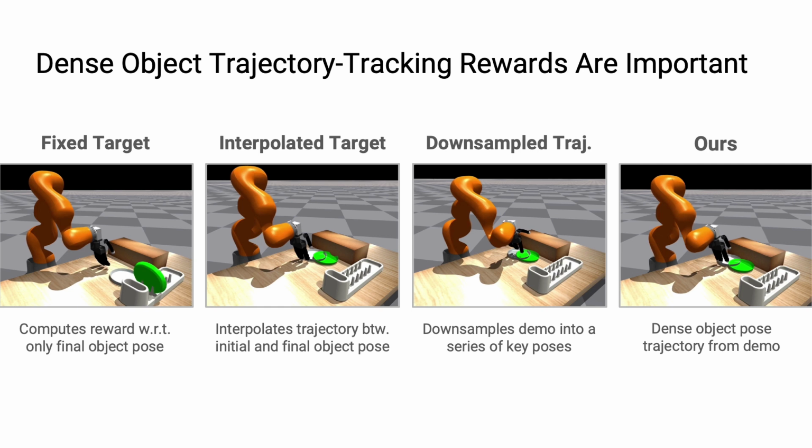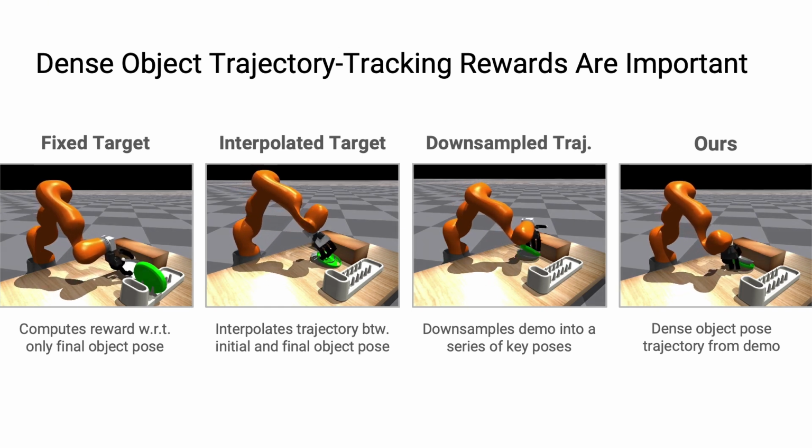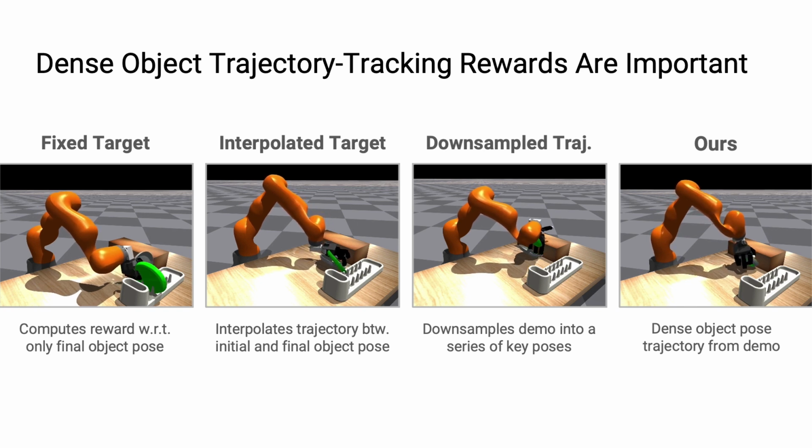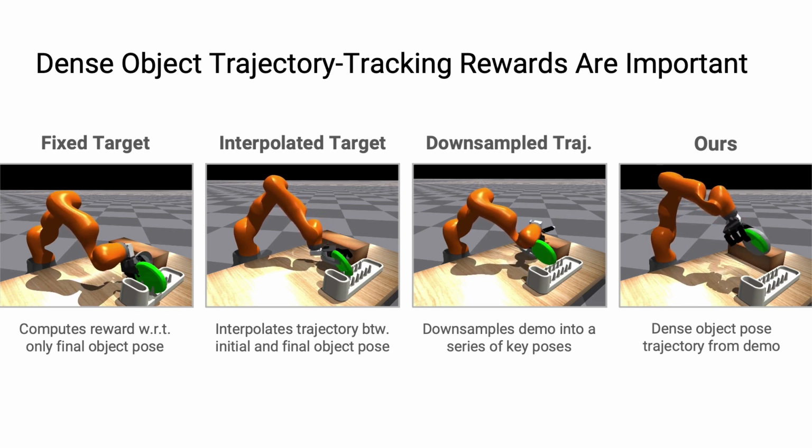We conduct several ablation studies to verify our framework's design choices. We compare our dense object trajectory tracking rewards to 3 ablations with sparser rewards. For a multi-step plate pivot lift rack task, sparser reward formulations struggle to learn the task, demonstrating the necessity of dense object trajectory tracking rewards.